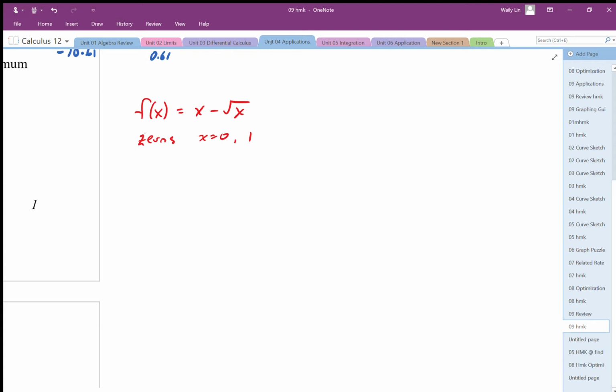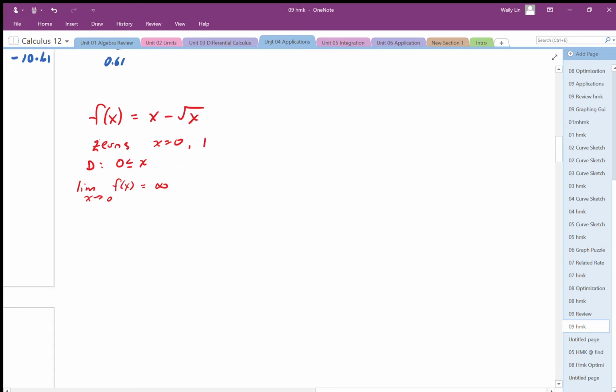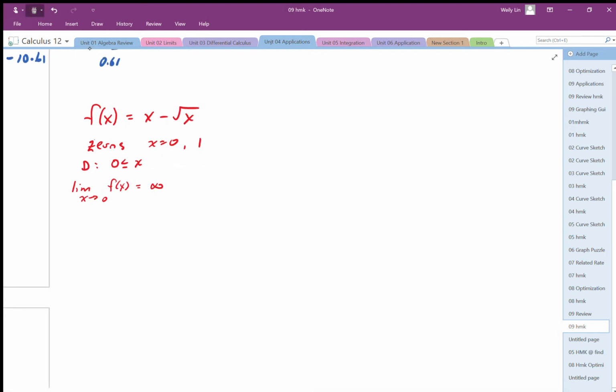There is some restrictions. My domain is from 0 and bigger, so I have to be considerate of that. There's an endpoint on this graph. And if I do a limit as x goes to infinity, this graph will go to infinity. So there's some points here, so I'm just going to briefly sketch those in before I do the rest of it. I've got zeros here and here. That 0 happens to be my starting point.